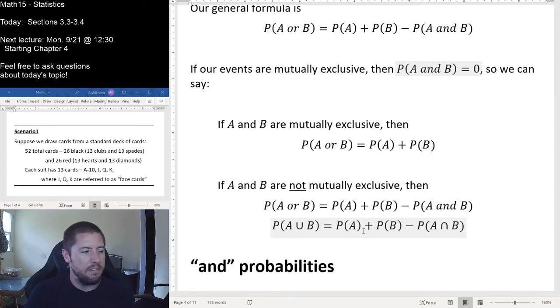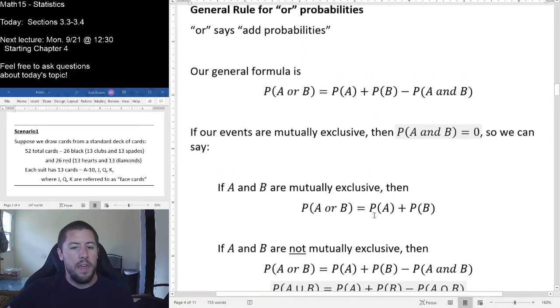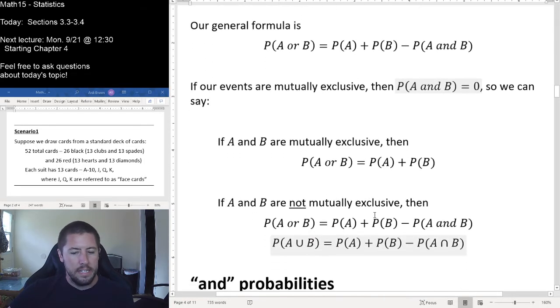We're just given a little bit of notation to go along with this, rather than just using our words right there. So if you like the union and intersection notation, use that. If you like the "and" and the "or" words, use that. But at the end of the day, your responsibility is to know that the word "or" says addition and maybe a subtraction, and you have to judge: are the events mutually exclusive or not?